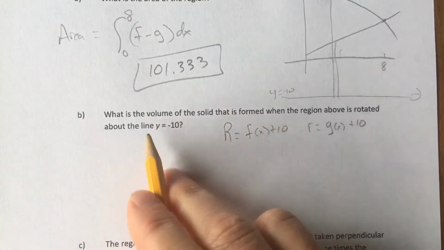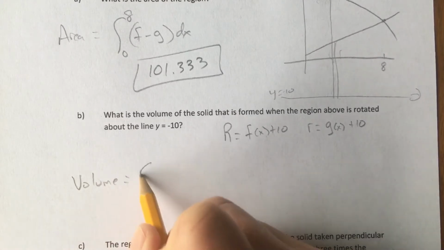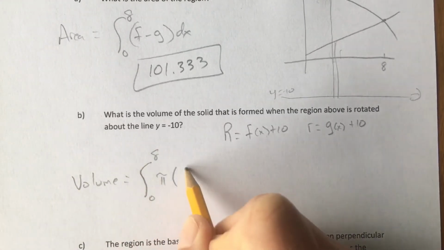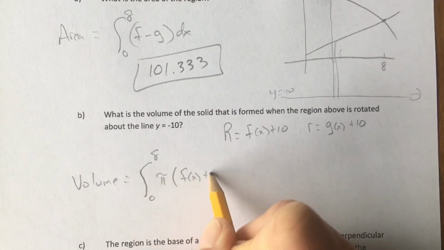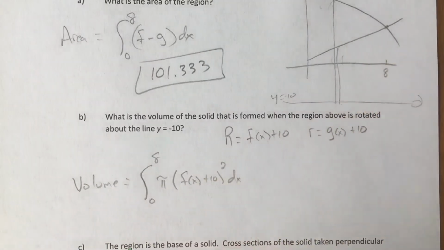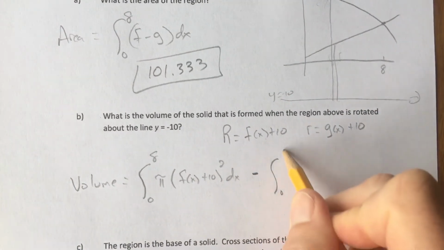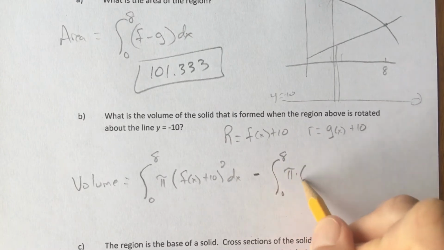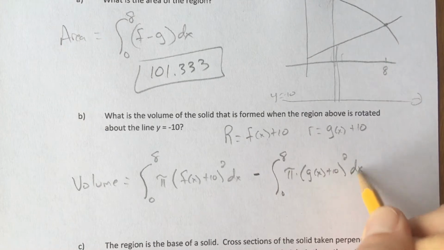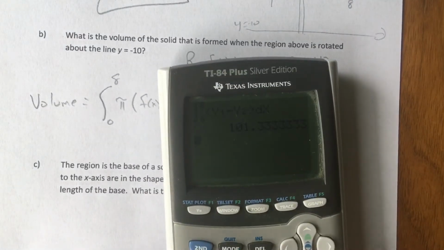So if we want this volume, our volume is going to be the integral from 0 to 8 of pi times big radius squared dx. That would give us everything if the whole thing was spun around, but we're not going to do the whole thing. We're going to take away pi times little radius squared dx. Okay, so that's kind of what we have going here. So let's go ahead and do that.